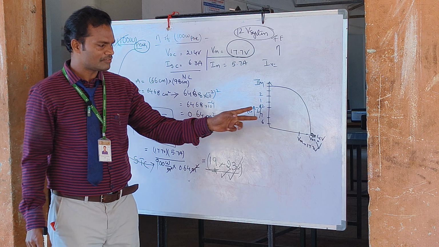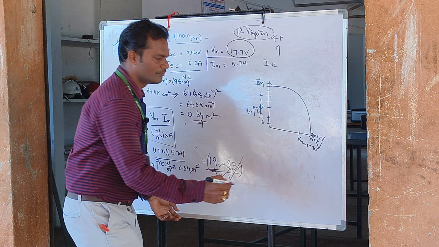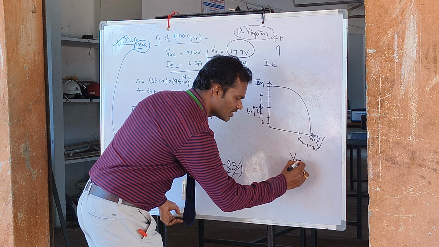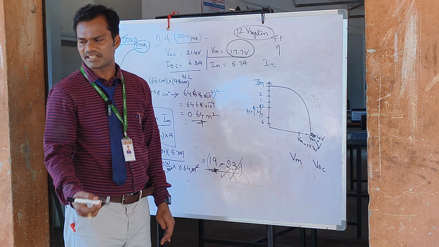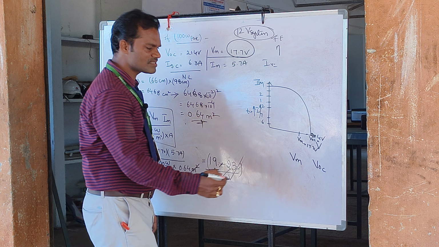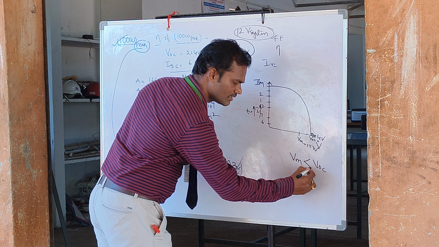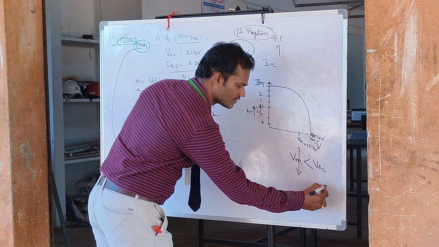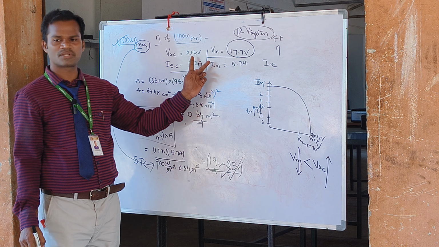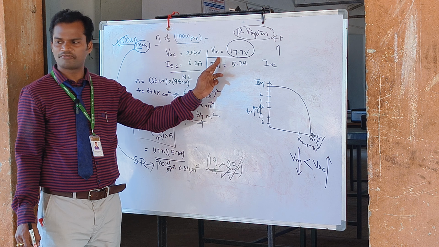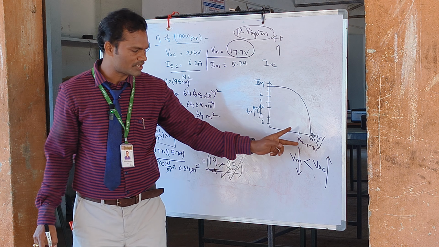Now which is greater, which is smaller? We have maximum voltage under loaded condition, and open circuit voltage under no load condition. Which is greater, which is smaller? VM is lesser. Which is greater? VOC is greater. You can see the same concept is applicable. VOC is greater and VM is lower. The same we plotted on the graph.